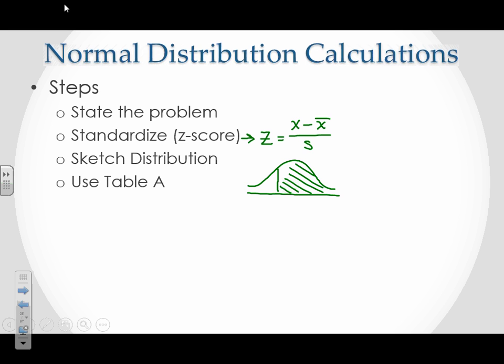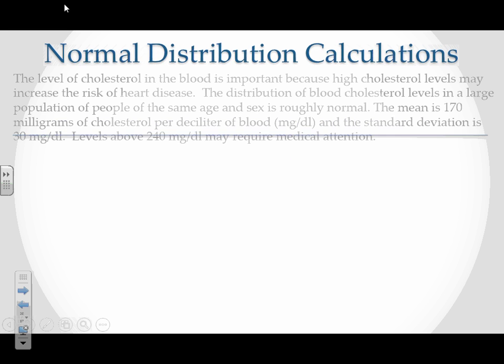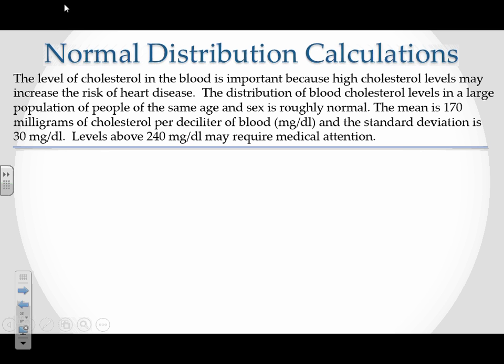Okay? So let's do an example here. The level of cholesterol in the blood is important because high cholesterol levels may increase the risk of heart disease. The distribution of blood cholesterol levels in a large population of people of the same age and sex is roughly normal. The mean is 170 milligrams of cholesterol per deciliter of blood, and the standard deviation is 30 milligrams per deciliter. Levels above 240 milligrams per deciliter may require medical attention.